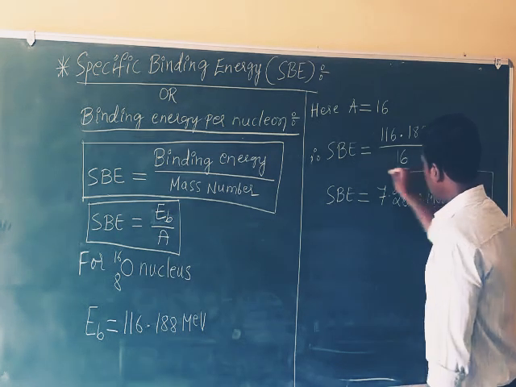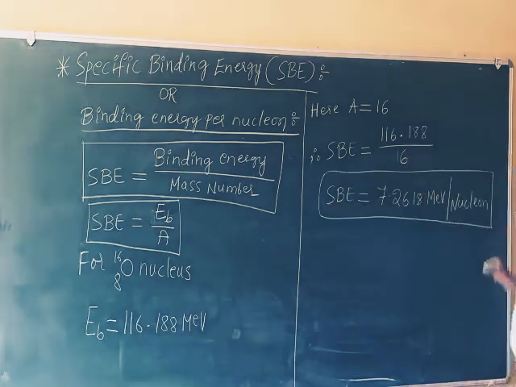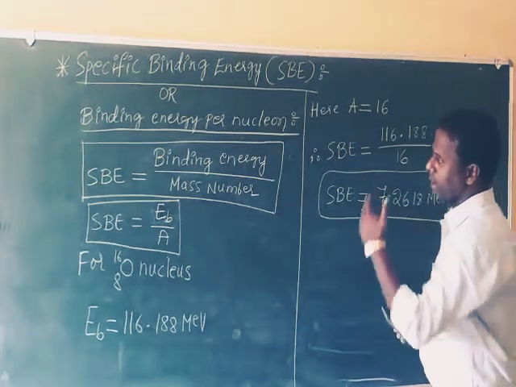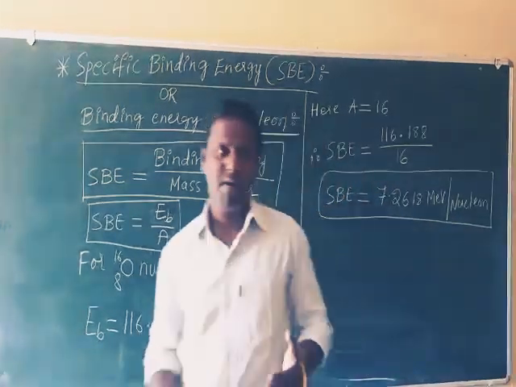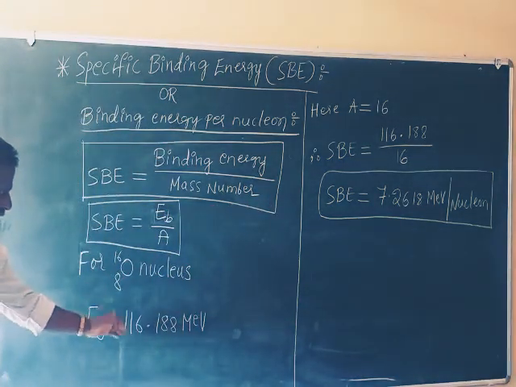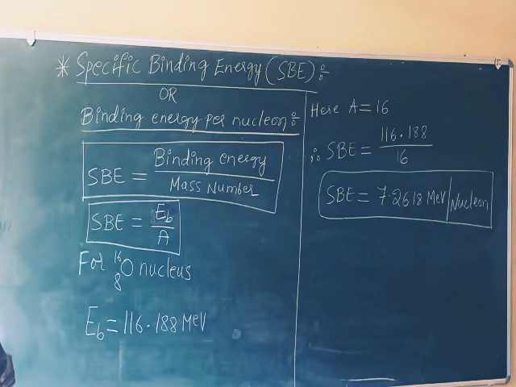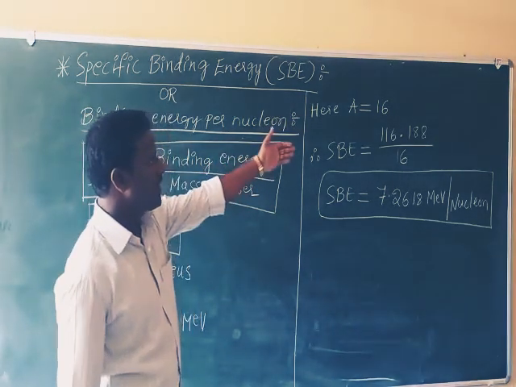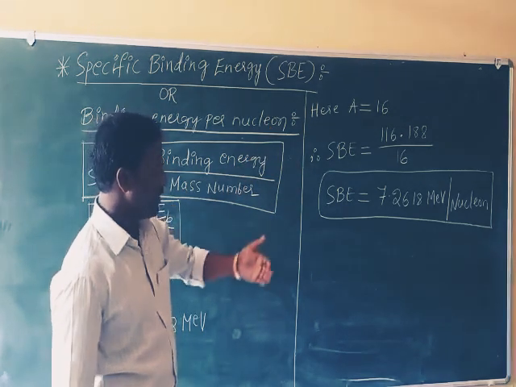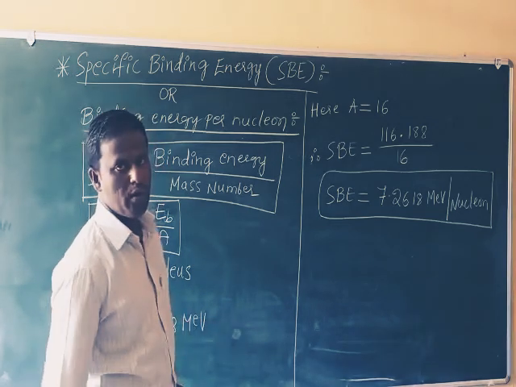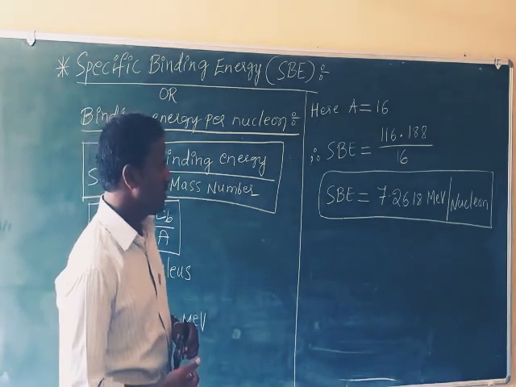See, what is the specific binding energy per nucleon? Specific binding energy or binding energy per nucleon means the binding energy obtained divided by the mass number. So for the oxygen nucleus, the binding energy obtained is 116.188 mega electron volt, and the mass number is 16. When you divide the two, you will get 7.2618 mega electron volt per nucleon. So this is the specific binding energy.